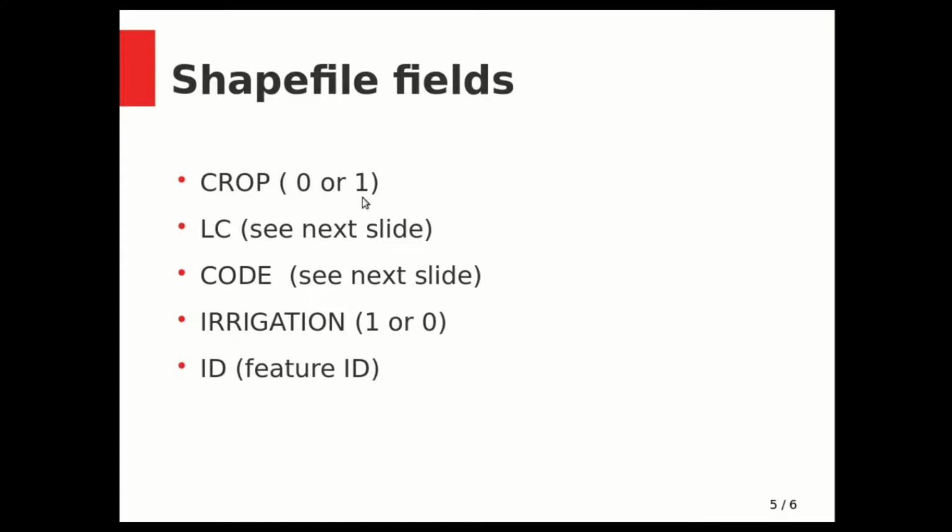So by default, it is automatically labeled as 1. For the LC and the code, I'll just show to you in the next slide. And for the irrigation, actually it doesn't matter. It's for the purpose of conveniently identifying whether the agricultural area, like a rice crop, is irrigated or not.